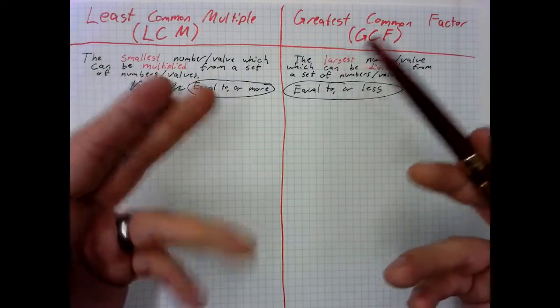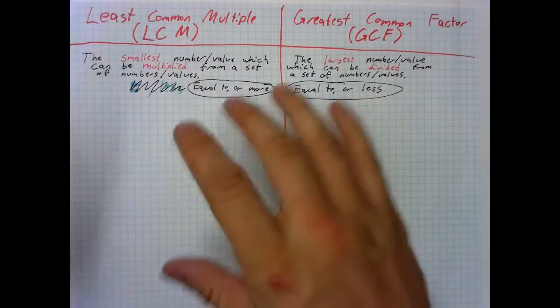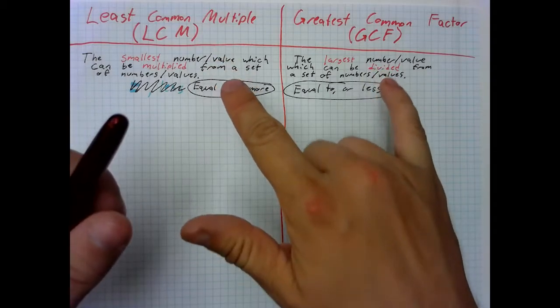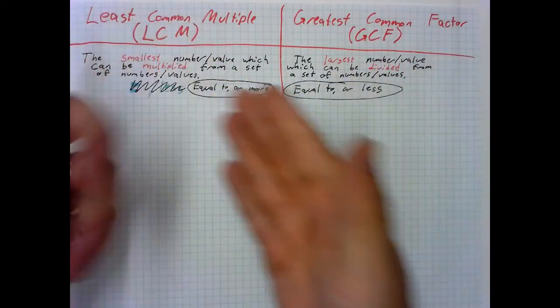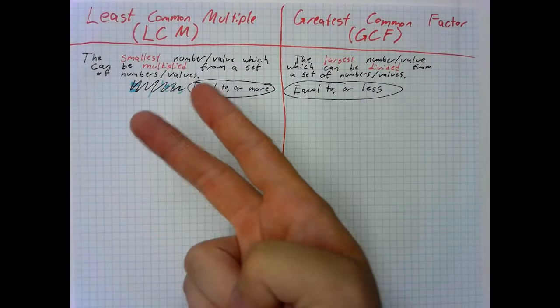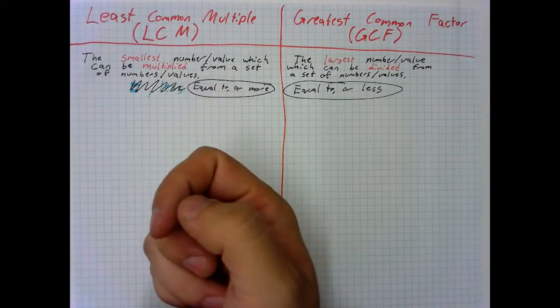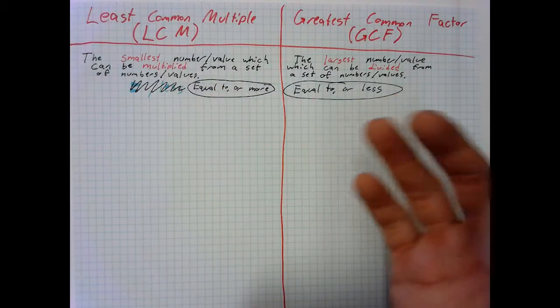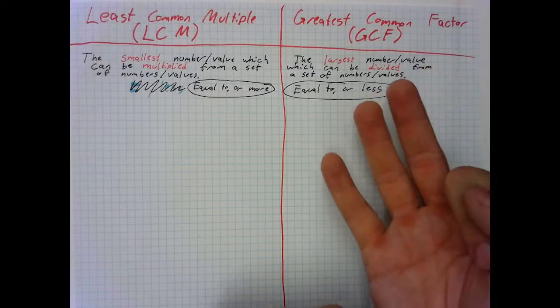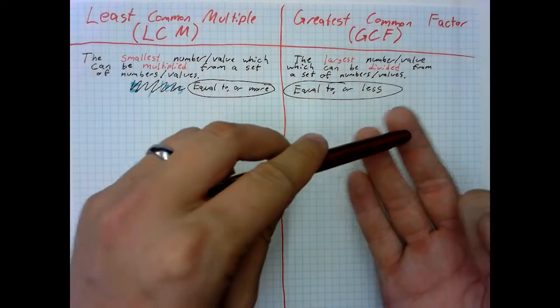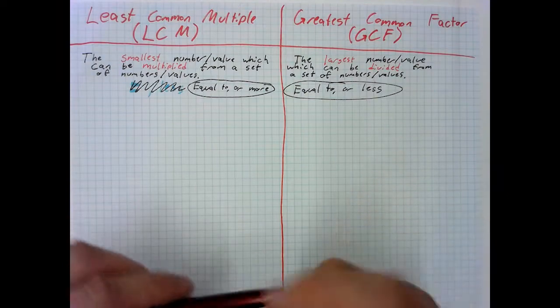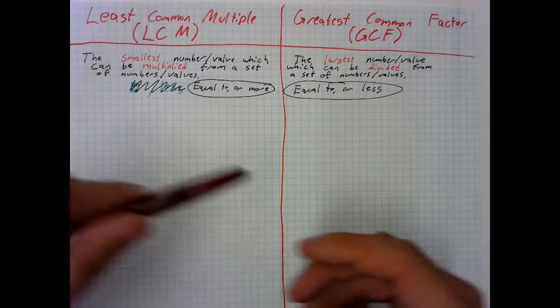The methods behind finding them can be broken down into a couple of camps. For LCM, there are two very reliable methods that tend to work. GCF does have 3 methods. I'm going to talk about all 3 of them, but there are only 2 that I would advise actually using for GCF.